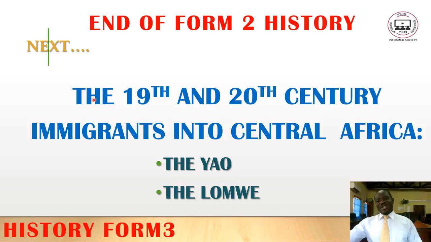So next, because the work goes on, as you are through with this Form 2 work, in Form 3 you are going to handle the first topic, which is the 19th and 20th century immigrants into Central Africa. But you know what? We have already put this one on DVD. The Yao and the Lomwe are already on their own DVD, where you learn about the Yao and the Lomwe. All you can do after you are done with your Form 2 work is call to say, right, I'm done with my Form 2 now. I have started Form 3. Now I need to move on to follow these seasons until I finish my work in Form 4. So just have that call.